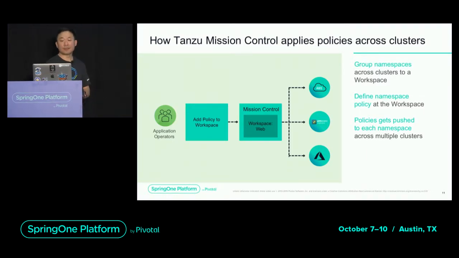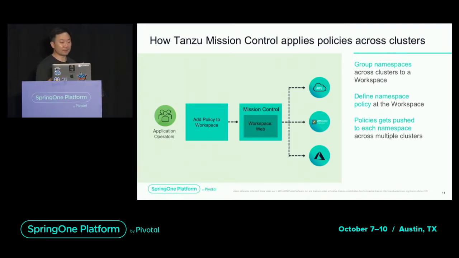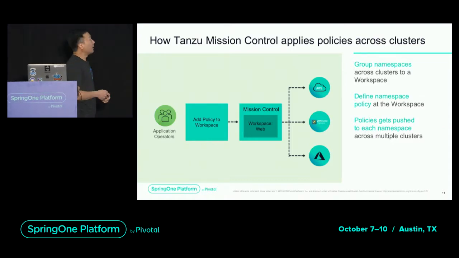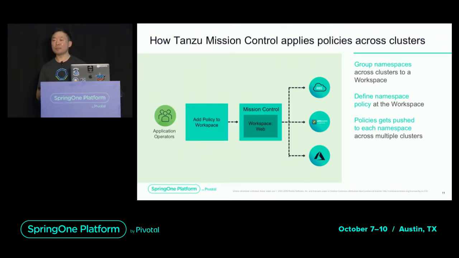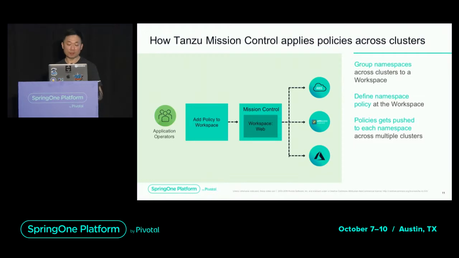So, how do we do all of this work? You group namespaces across clusters. You define a namespace policy. And we will then compute the configuration needed to be pushed out to each individual cluster.